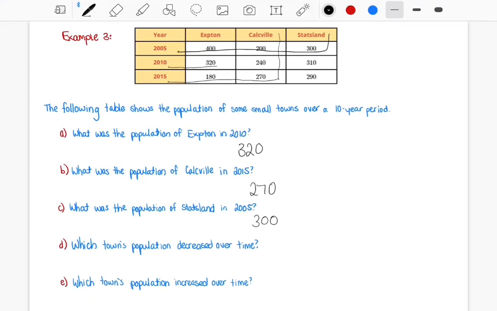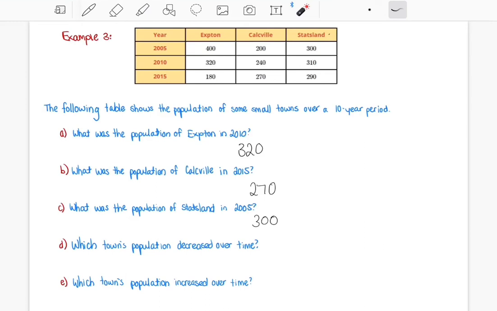Okay, so now the next one is, which town's population decreased over time? So what you would do for this, I'm just going to erase these lines I've put through, is I'm going to look at each of these and go, okay, so let's start with Statsland and work the other way. So here Statsland goes from 300 to 310, and then 390. So it went up, then it went down. So that's not satisfying the decrease because we've had one go up.